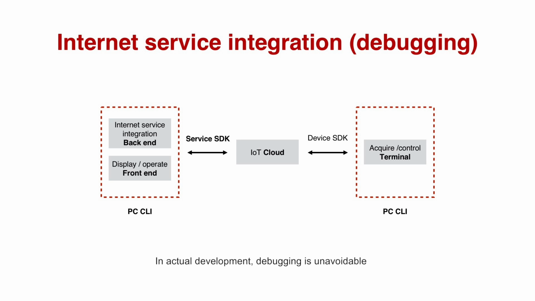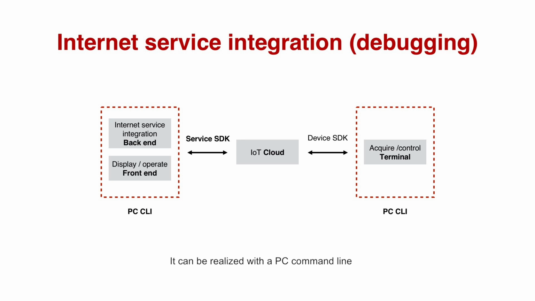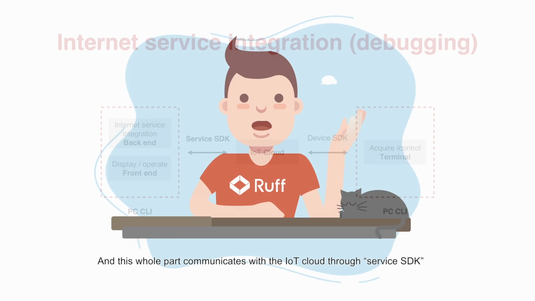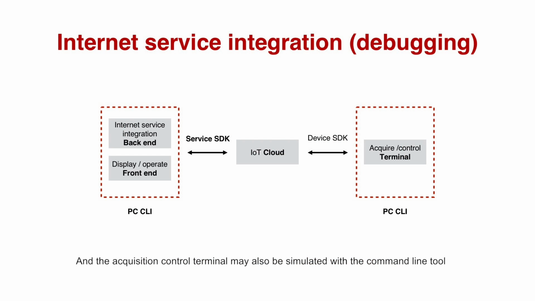In actual development, debugging is unavoidable. A block diagram for debugging is also provided here. During debugging, we may put the backend of the internet service and our display front end under the same part. It can be realized with a PC command line. And this whole part communicates with the IoT cloud through Service SDK. And the Acquisition Control Terminal may also be simulated with the command line tool, and it communicates with the IoT cloud through Device SDK.